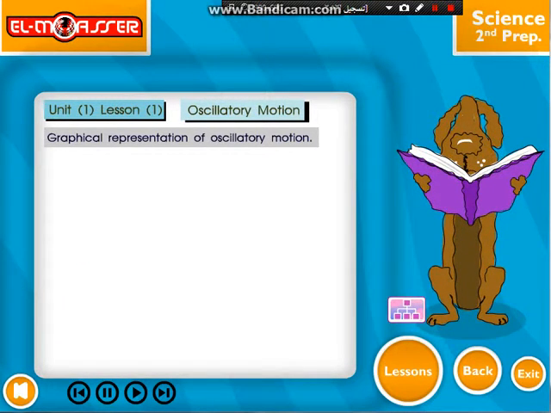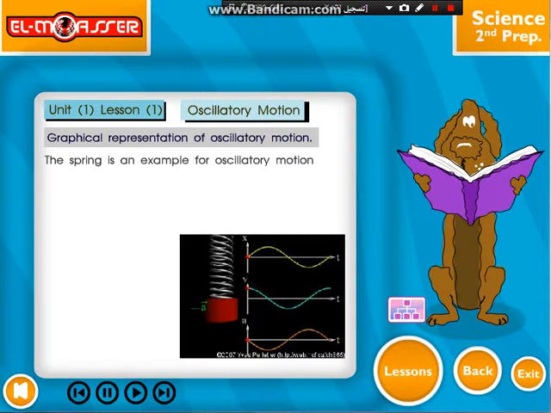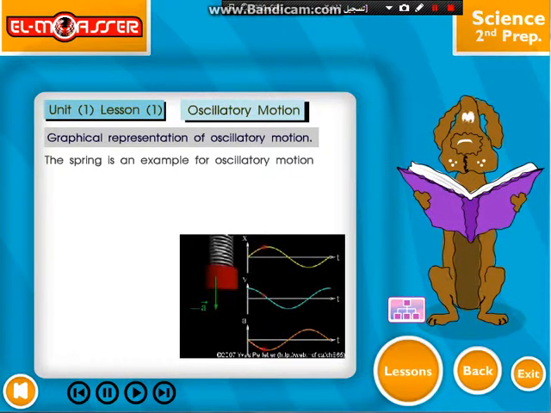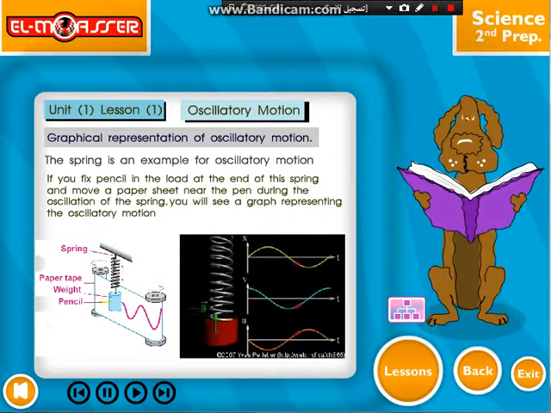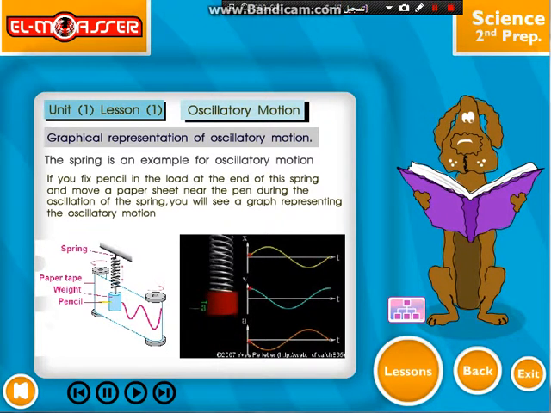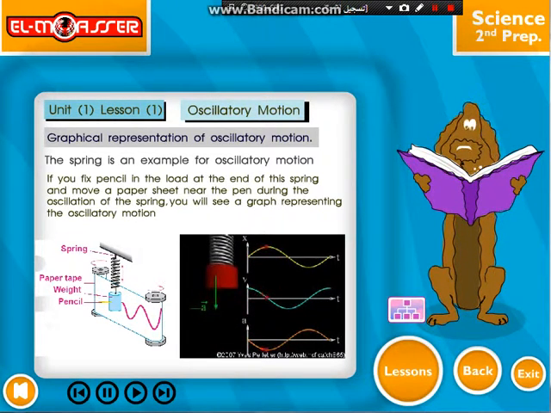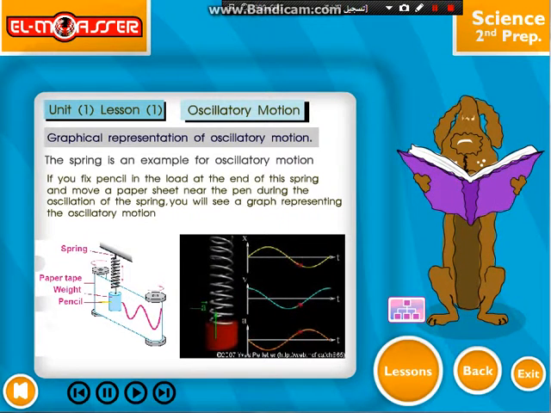Graphical representation of oscillatory motion. The spring is an example for oscillatory motion. If you fix a pencil in the load at the end of this spring and move a paper sheet near the pen during the oscillation of the spring, you will see a graph representing the oscillatory motion.